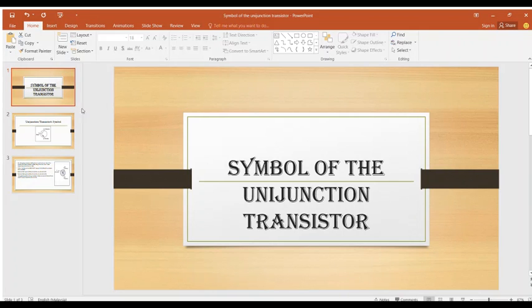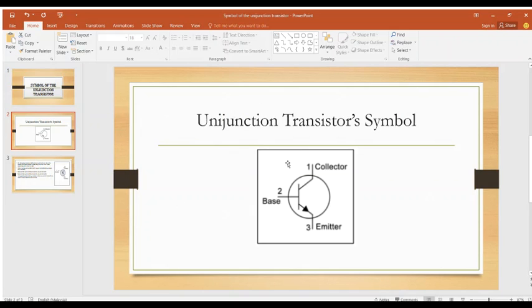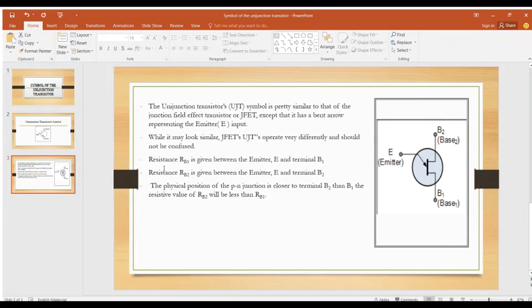My part of the presentation is the symbol of the unijunction transistor, also known as the UJT. This is the symbol. I will be continuing by explaining the function of the symbol. The unijunction transistor symbol is actually pretty similar to that of the junction field effect transistor, also known as JFET, except that it has a bent arrow representing the emitter E input. While it may look similar, JFETs and UJTs operate very differently and should not be confused.